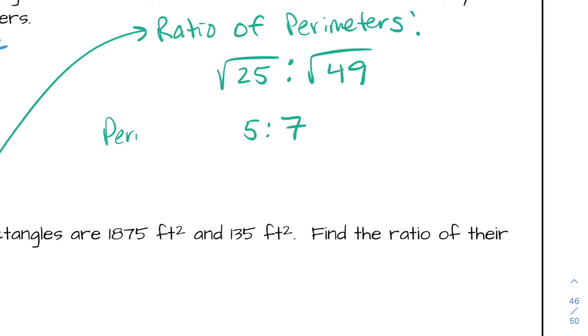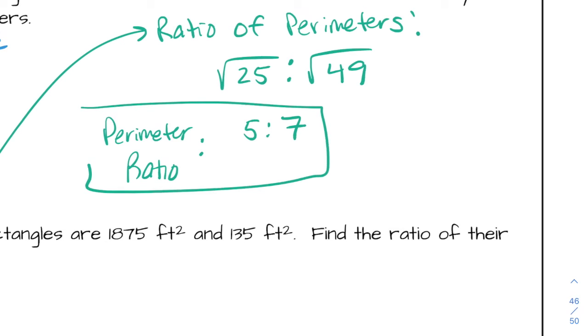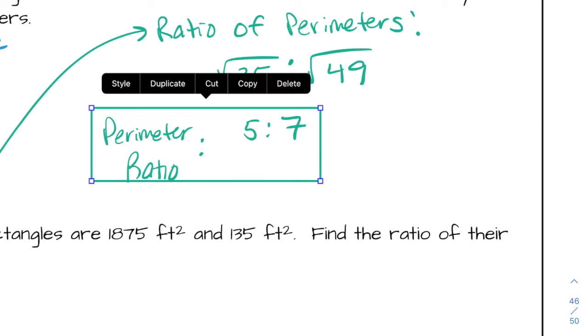So the perimeter ratio is 5 to 7. And we're done.